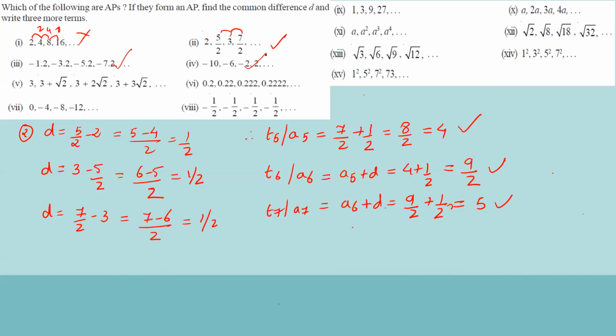If you see here, the fifth one: 3 plus root 2, 3 plus 2 root 2. Root 2, root 2, root 2 is being added. Yes, it is an AP.